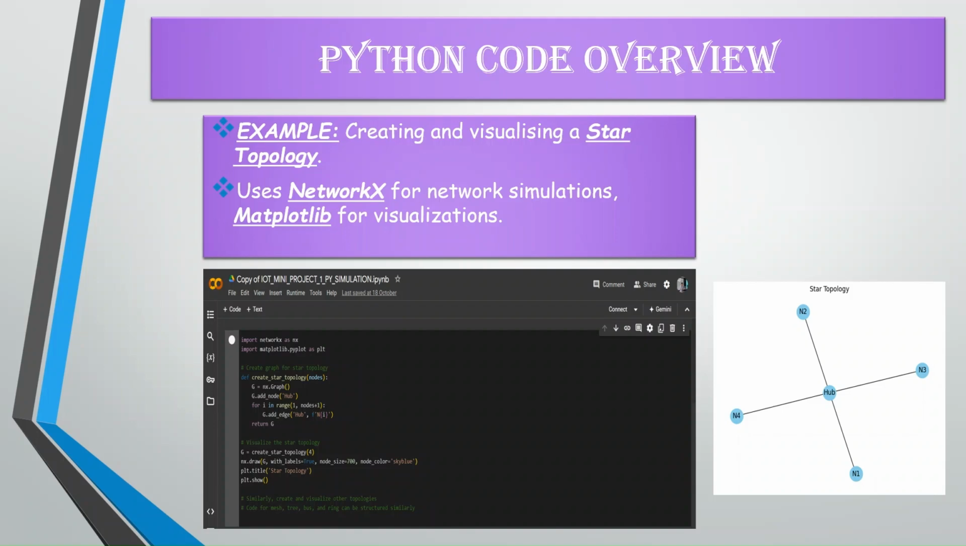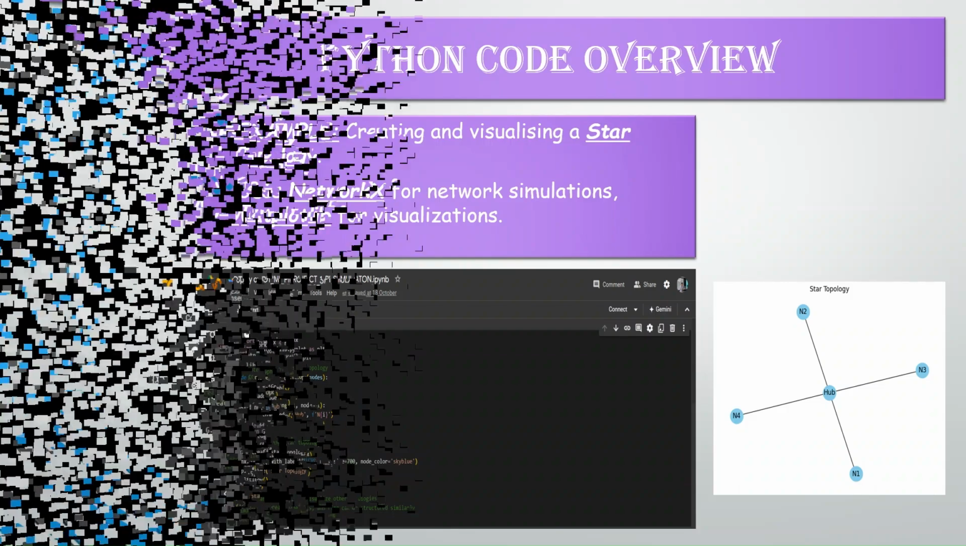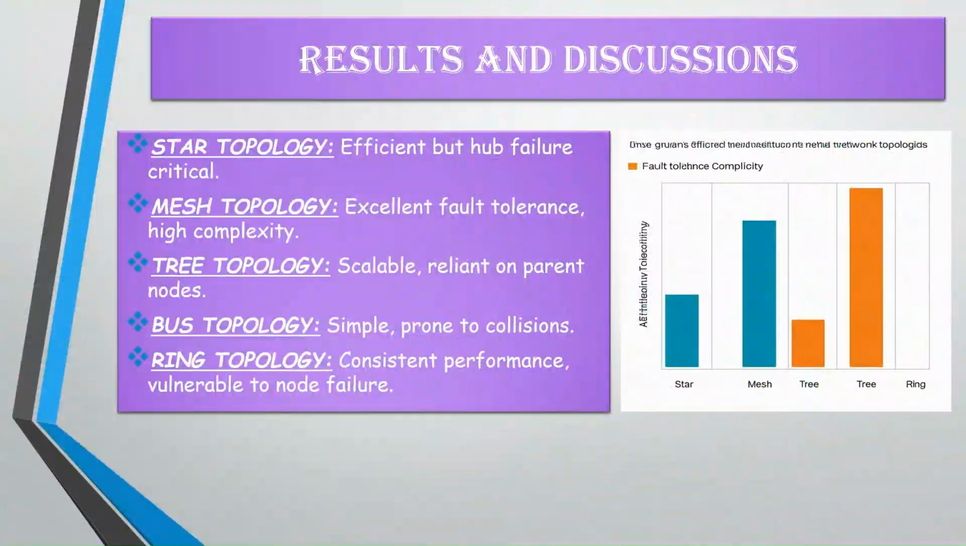In the upcoming slides, we'll explore the code for other topologies and discuss the analysis process. Now that we've simulated and visualized various network topologies, let's analyze the results and discuss their key characteristics. Starting with the star topology, we found that it offers efficient communication, but its centralized structure makes it vulnerable to failure if the central hub goes down.